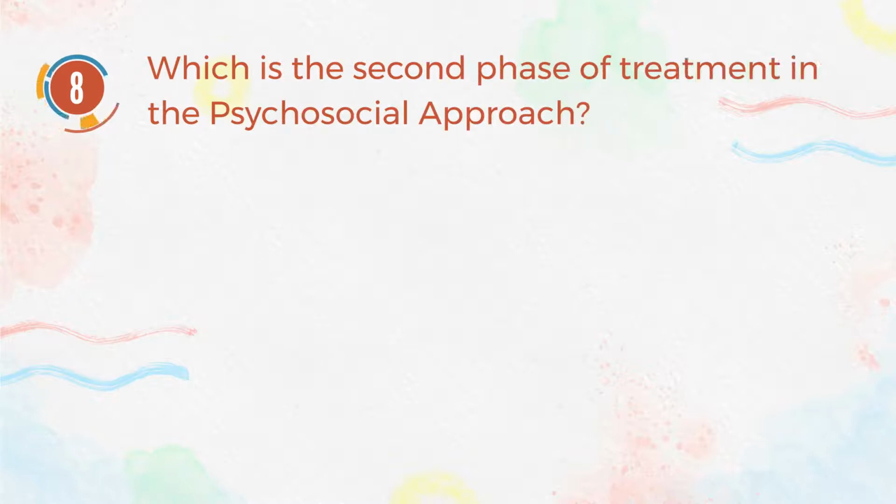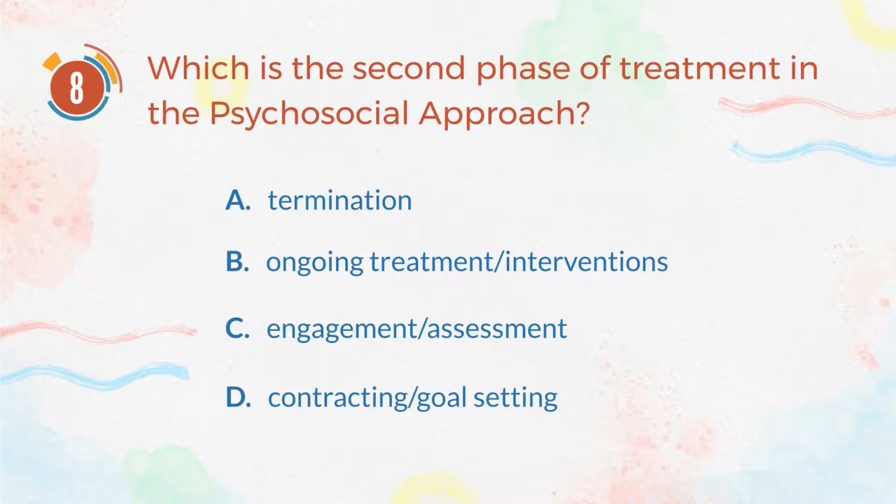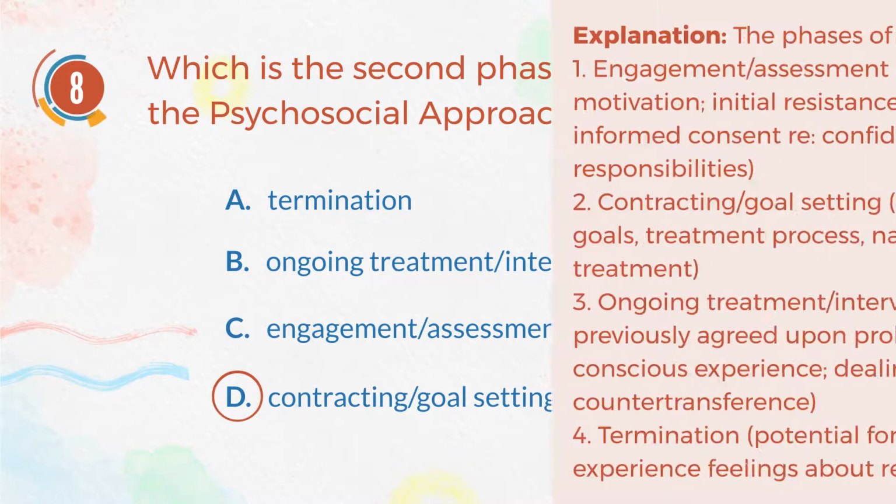Number 8. Which is the second phase of treatment in the psychosocial approach? A. Termination. B. Ongoing treatment or interventions. C. Engagement or assessment. D. Contracting or goal setting. The correct answer is D. Contracting or goal setting. Explanation.